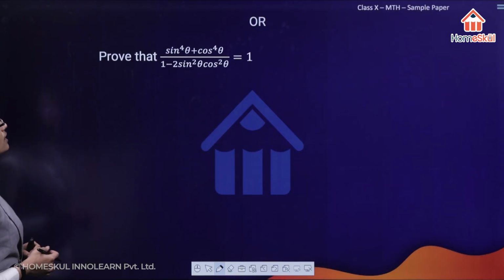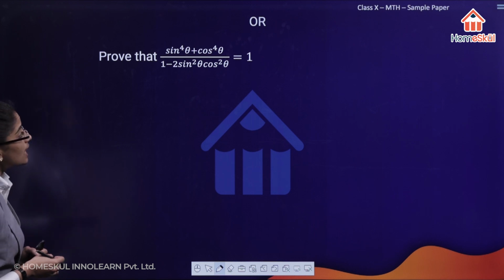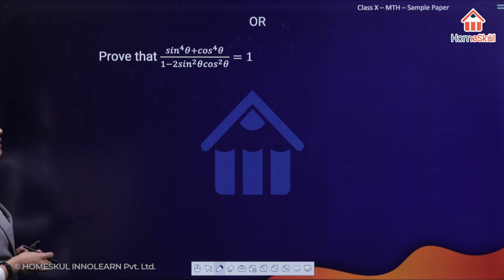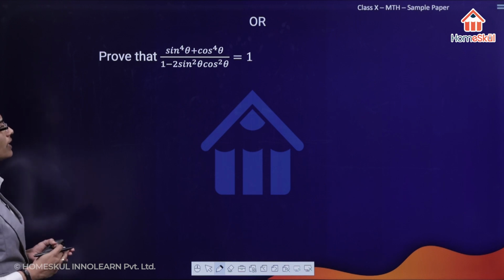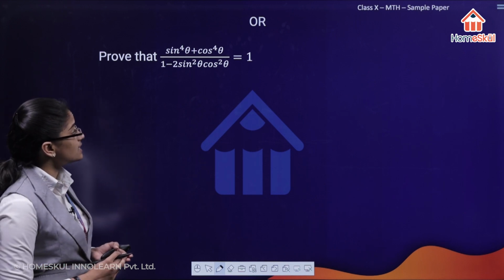Or question, prove that sine raised to 4 theta plus cos raised to 4 theta is equal to 1 minus 2 sine square theta cos square theta is equal to 1.